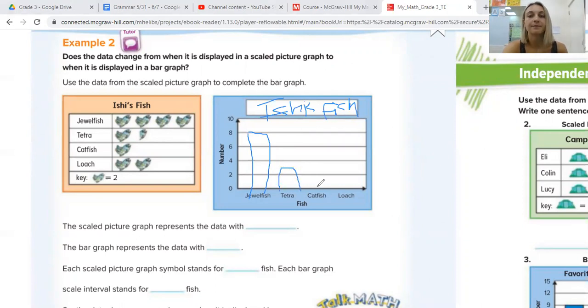Go down. Catfish, just 2. And loach, 4. Up to 4 and down. So your line should be much straighter than mine because you have a pencil and your hands. You can even use a ruler if you want it to look very nice. So the scaled picture graph represents the data with what? What does this represent the data with? The number of fish.